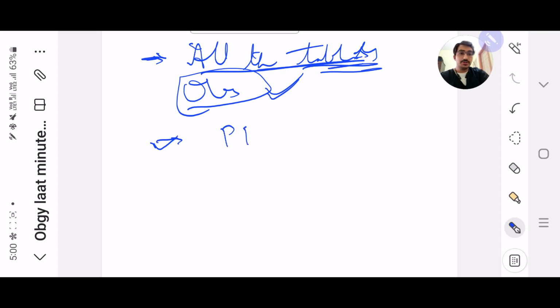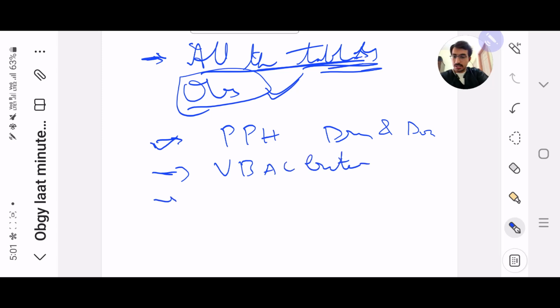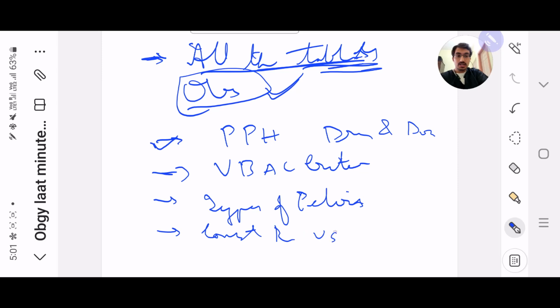Then what I would like you to read is the BPH, drugs and doses. Then next, the VBAC criteria. Then next, other types of pelvis. It's on the right hand side page, there's a table in the top. You have to remember that table. Then there's constriction ring versus retraction ring. On the left hand side of the top, there is a table given, so you need to remember that.